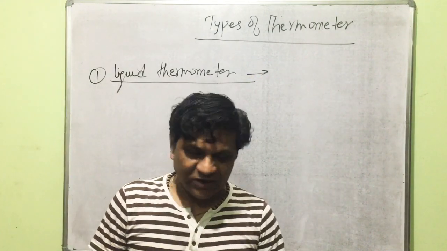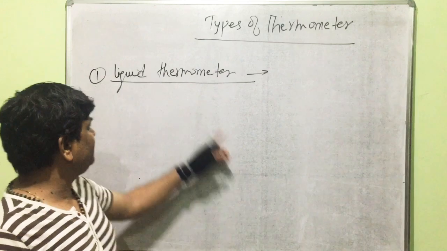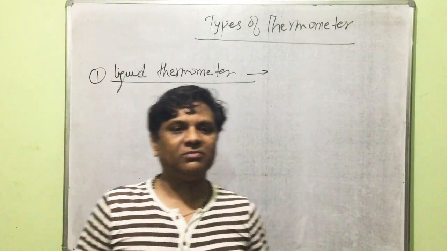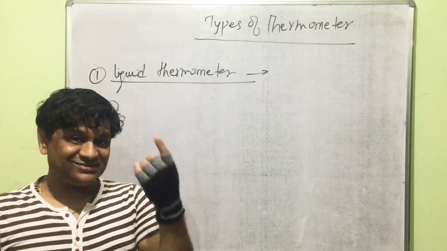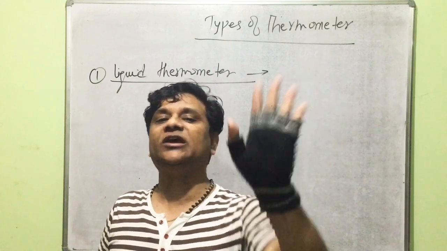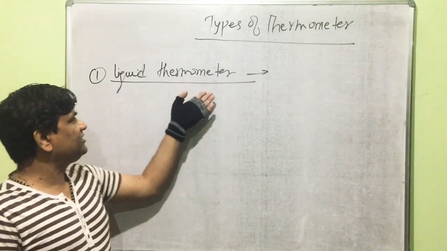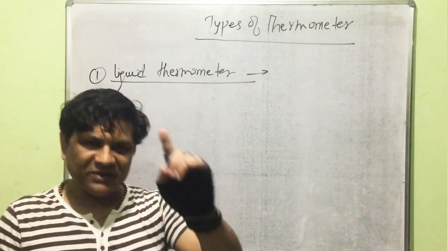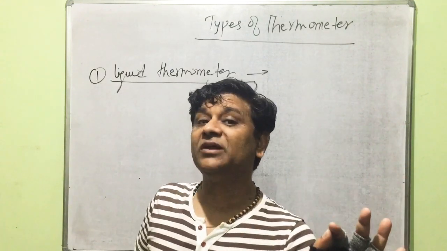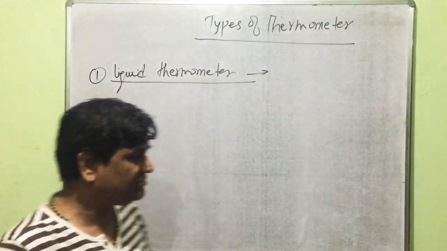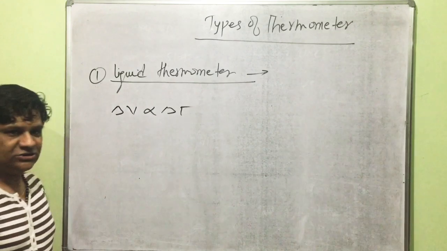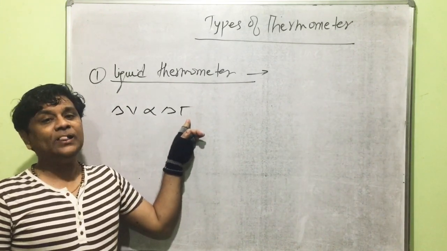Okay, liquid thermometer. The question is arising, what is the principle of a liquid thermometer? Simple. As you know, when temperature increases, the volume of all liquids increases. So we can take the principle as: it is based on the principle of change in volume with rise in temperature. That is, delta V is directly proportional to delta T.